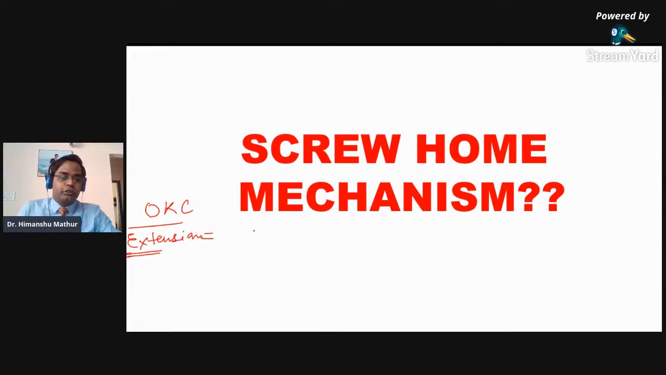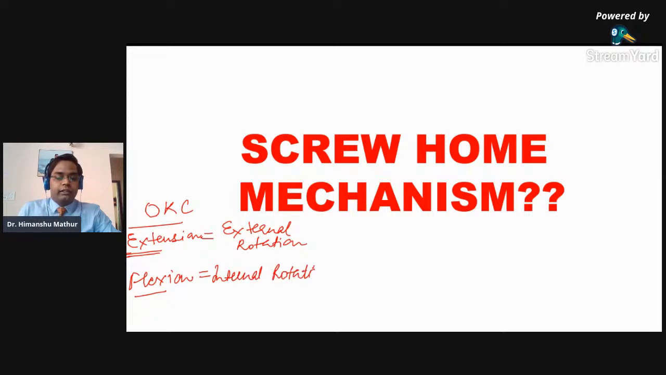So the direction of rotation of tibia is external rotation. Now, what about the flexion? That's very bad that nobody is replying. What is the direction of rotation during flexion? It is internal rotation. Okay, this is the rotation of tibia.